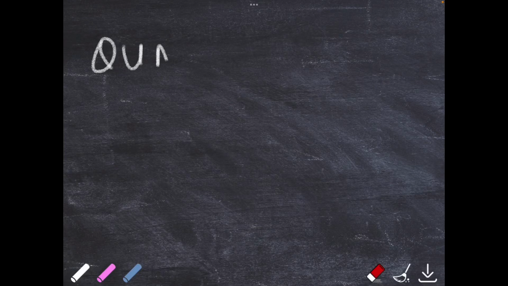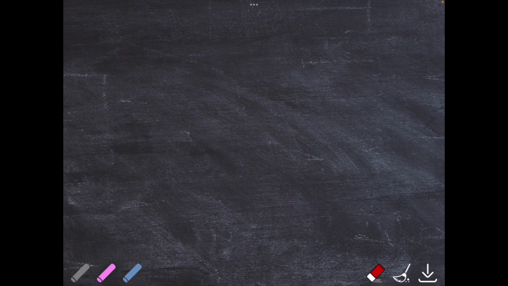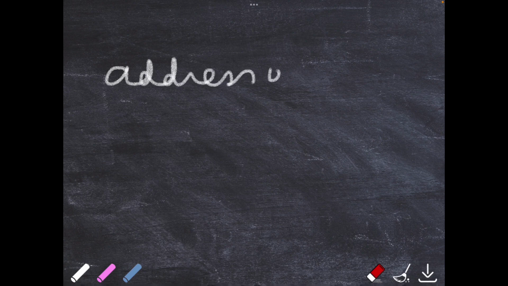Quantum numbers. Now, when the Schrodinger wave equation was solved, it led to the quantum numbers. When we solve the Schrodinger's wave equation, we get the quantum numbers. Now, quantum numbers are like the address of an electron.